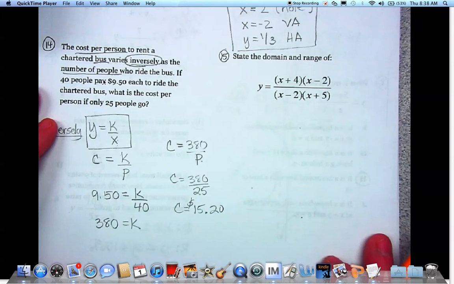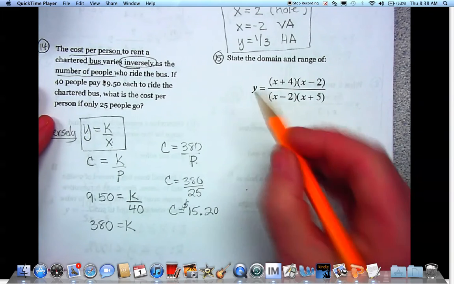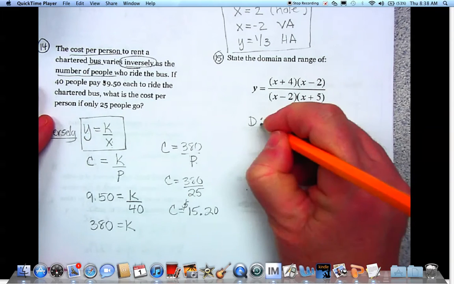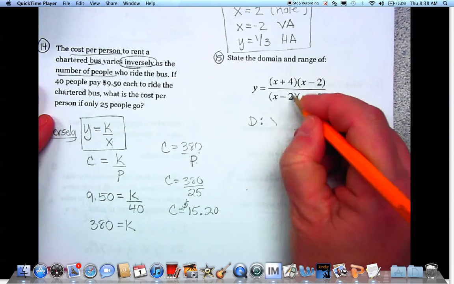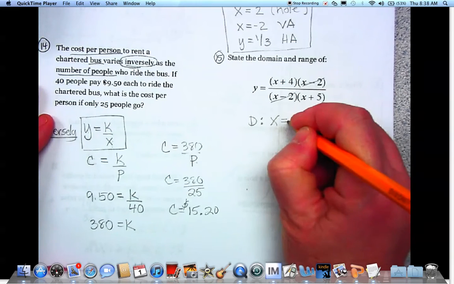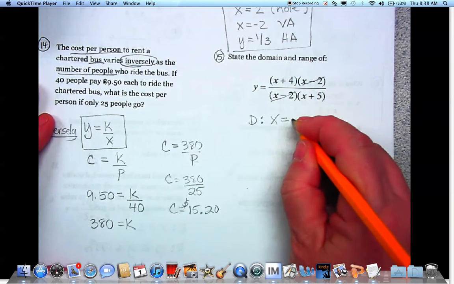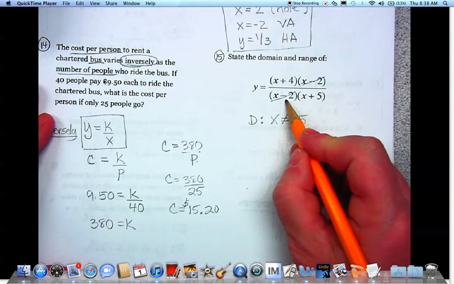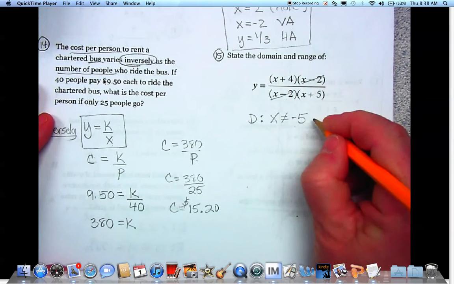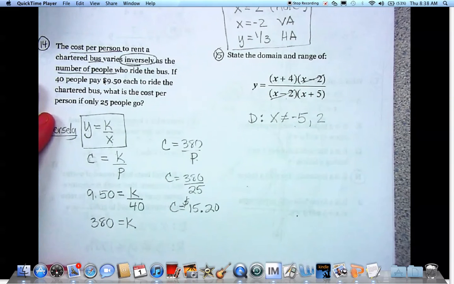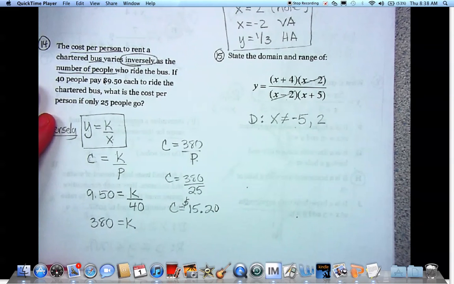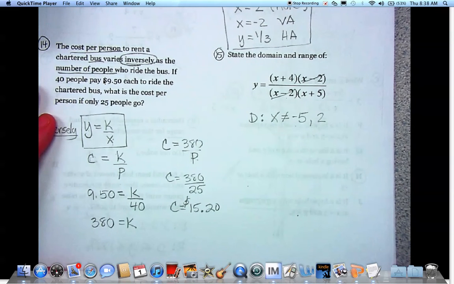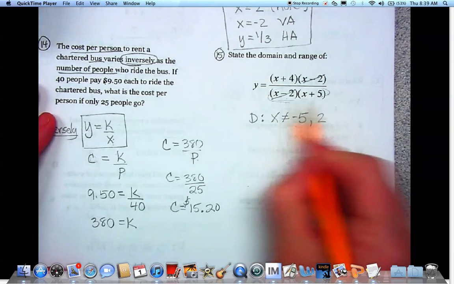Okay, state the domain and range of this one. First of all, domain's pretty easy. Those guys tricked you. Those cancel out. So x cannot equal -1, and x cannot equal the hole either. So it can't equal 2. You do put the hole, because there's a break there at the hole, so x can't be that either. So when you're finding domain, you take whatever's in the bottom.